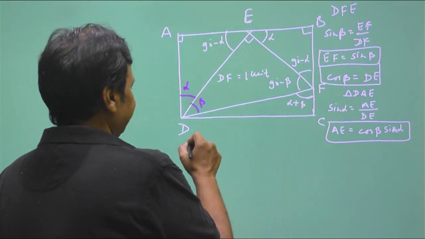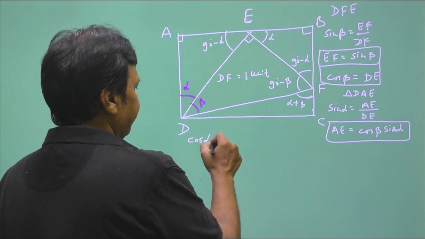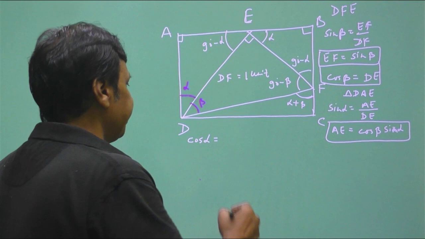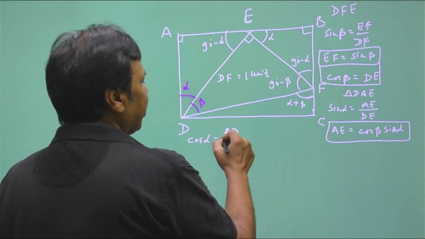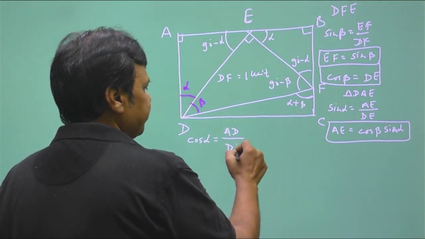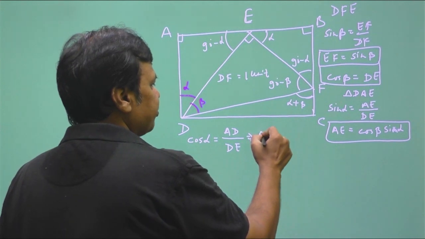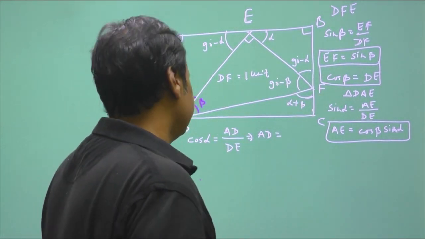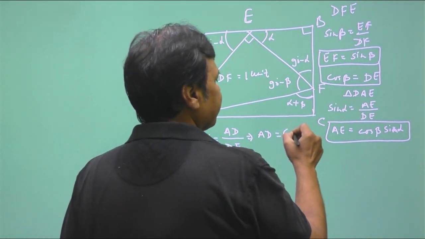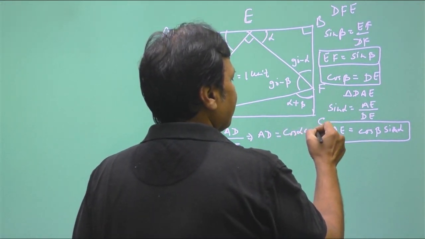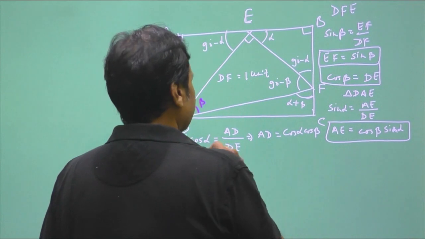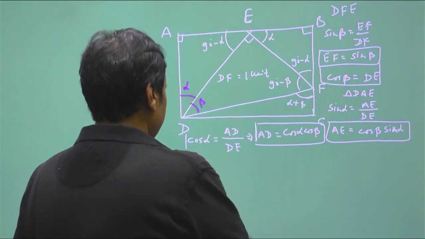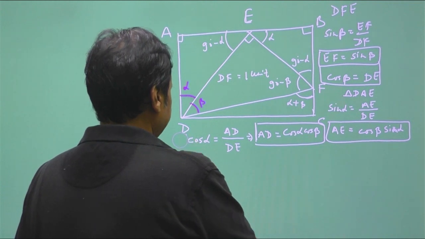Now find cos alpha. And if you find cos alpha here, base, that is AD, upon hypotenuse, that is DE. That means we got AD equals, DE is cos beta. So AD becomes cos alpha times cos beta. This is our finding.